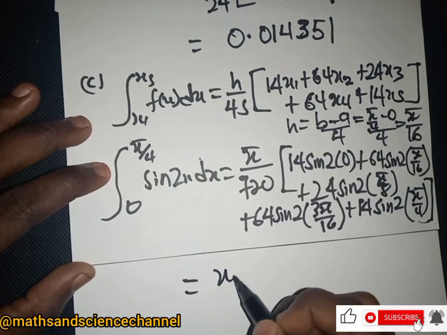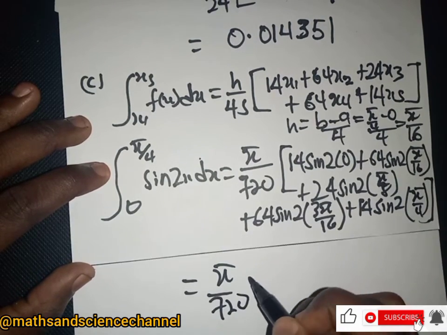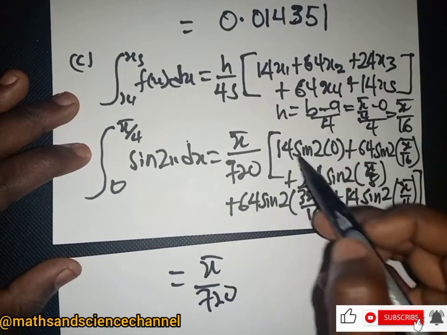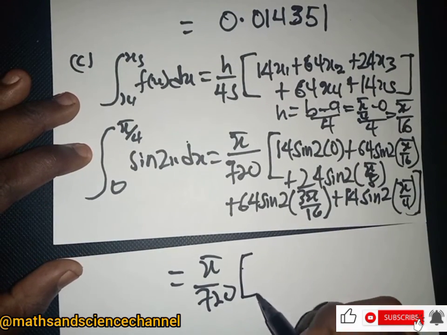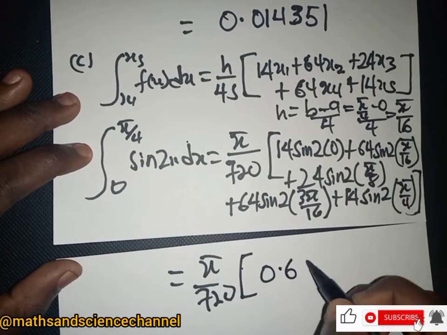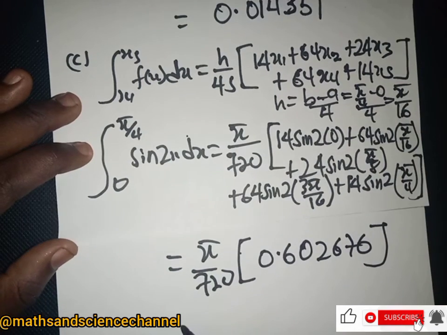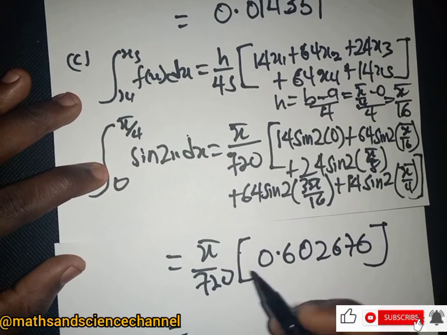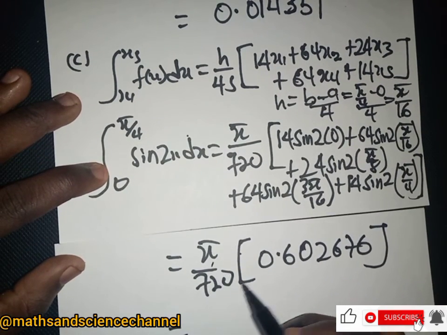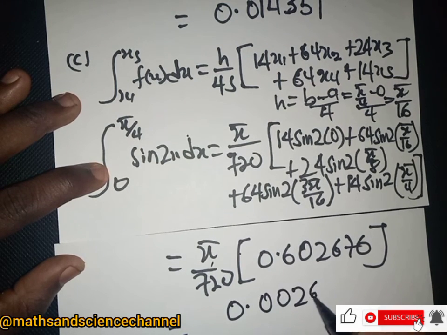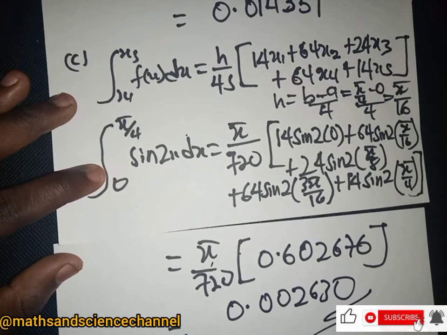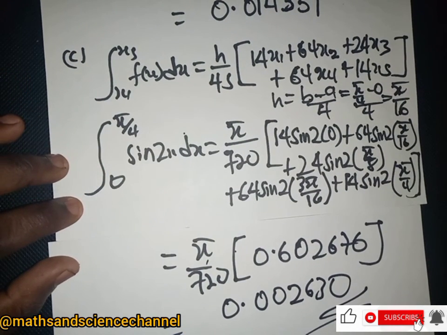pi over 720 multiplied by the sum. When we sum all of that together, we are just going to have 0.602676. Then putting all of these things together, pi over 720 multiplying this, we get 0.002630, and that will be the value for Bode's rule, which is the best approximation.